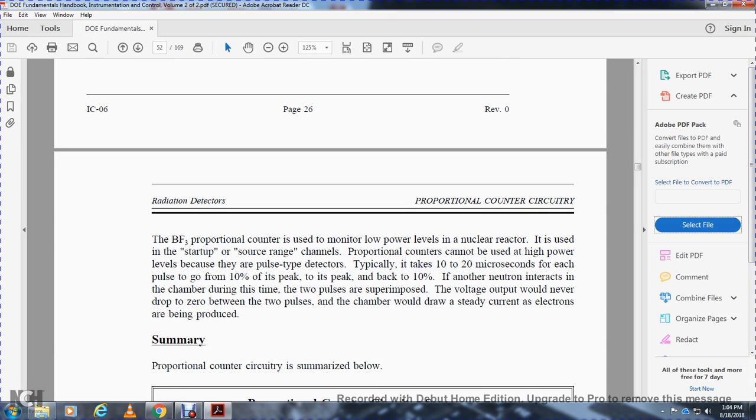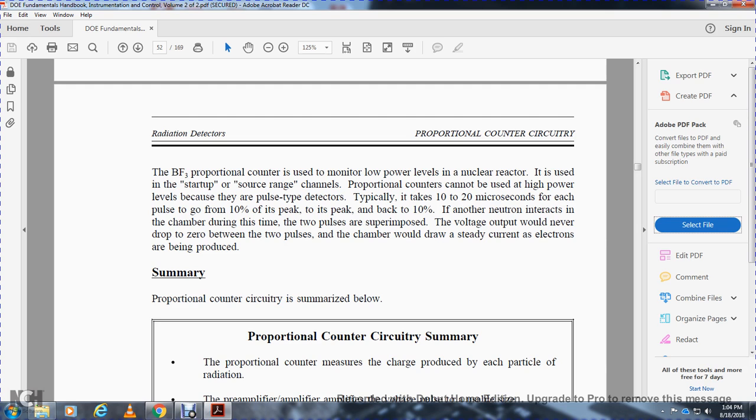Boron trifluoride proportional counters are used at the lower levels of power of the nuclear reactor, in the source range. The proportional counters cannot be used at higher power levels because of the pulse width of the detector, typically 10 to 20 microseconds for each pulse, going from 10% to peak and then back to 10%. If another neutron interacts with the chamber during that time, two pulses are superimposed. The voltage output would never drop to 0 between the two pulses, but the charge would be drawn as a steady current with the electrons being produced.